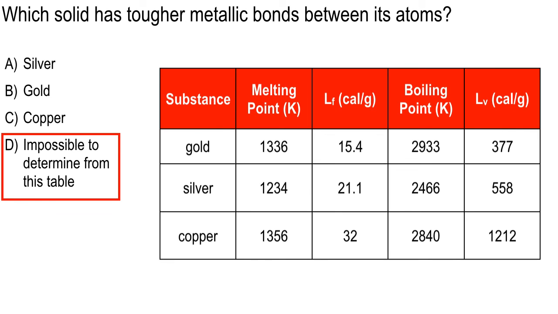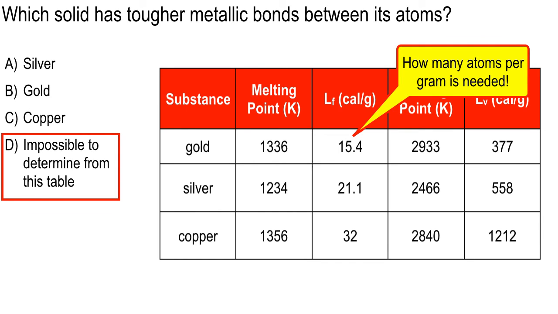But what table does have that information? The periodic table, and that is where we're heading with a lot of this stuff. So jot down this. If you got caught out on this problem, which is most of you, 95% of you guys got caught out on this. It's all right. Jot down. You also need to know how many atoms per gram. And then you can figure out from this latent heat how tough those bonds are.